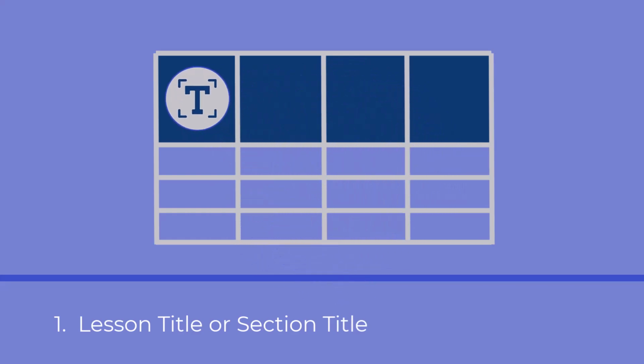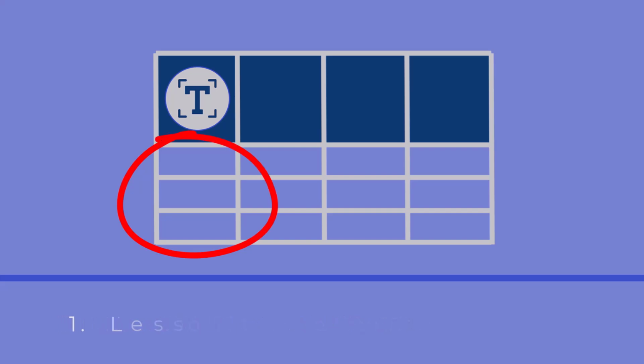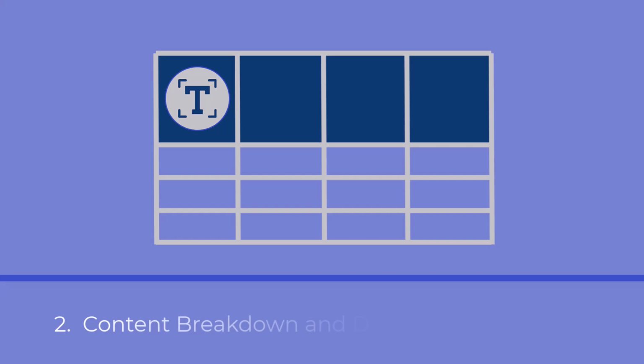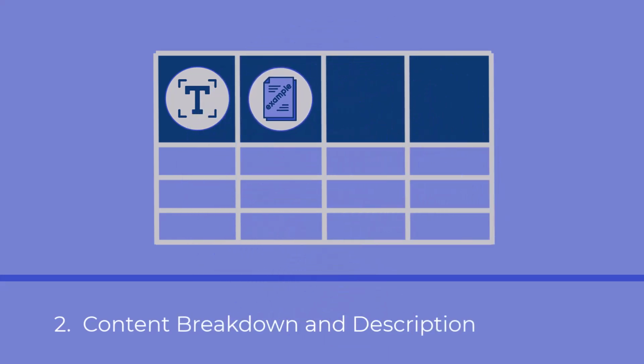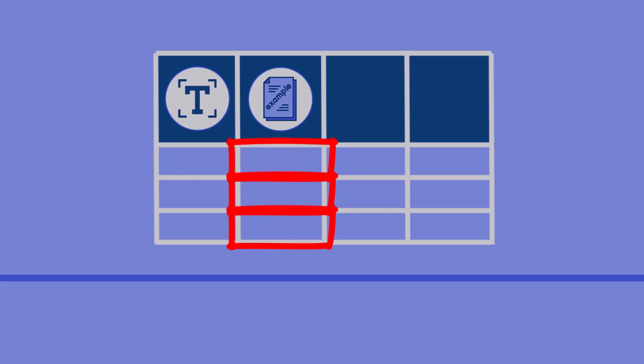But that's clearly going to define out our individual sections that we're going to be building throughout the lesson. Second, I want a column for content breakdown. And this is going to organize the key concepts that I want to cover in each lesson or section of that lesson.